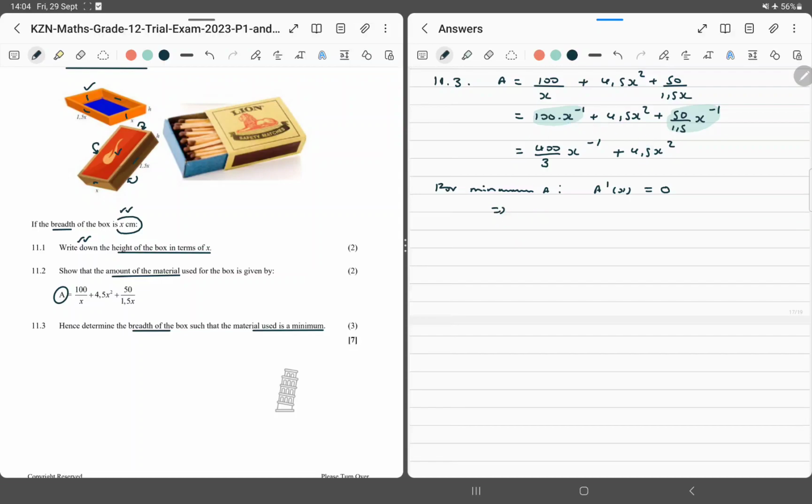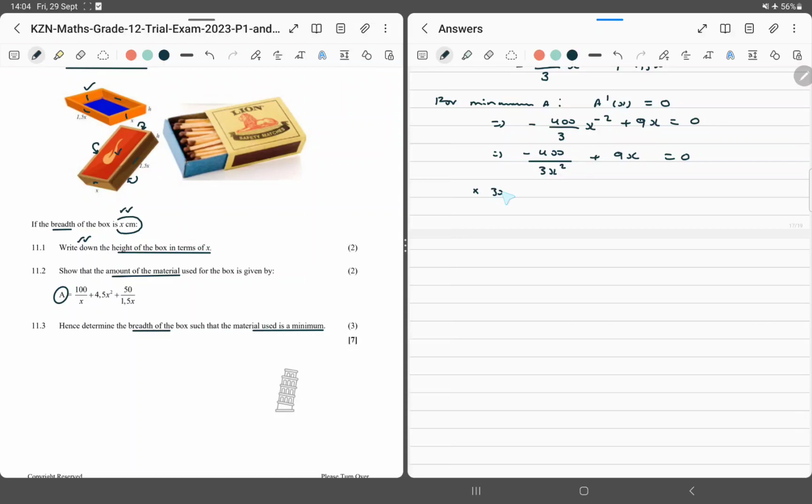This implies when we do this, we get minus 400 over 3 times x to the minus 2, plus 4,5 by 2, this is 9x, is equal to 0. Now we can see that essentially we want to write this as a positive exponent. It forces us to do that. So this is minus 400 over 3x squared plus 9x equal to 0.